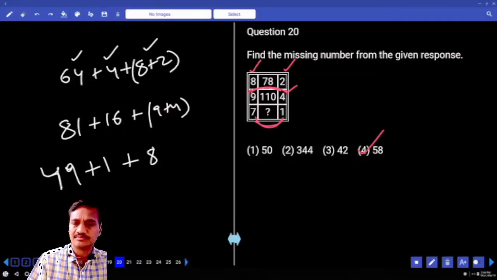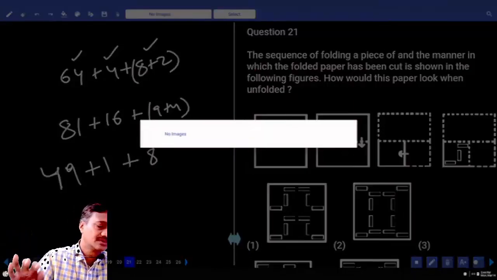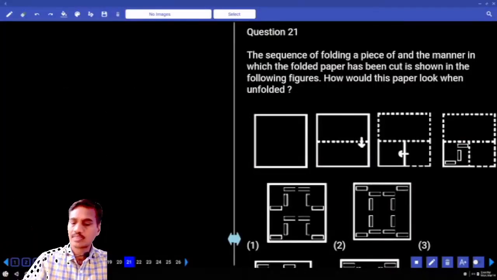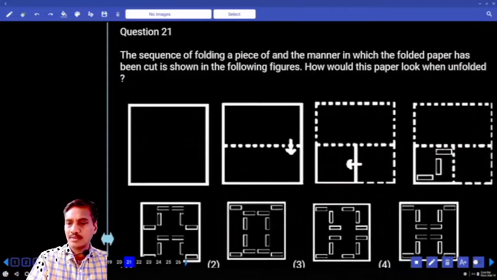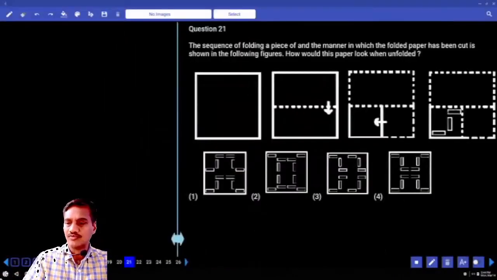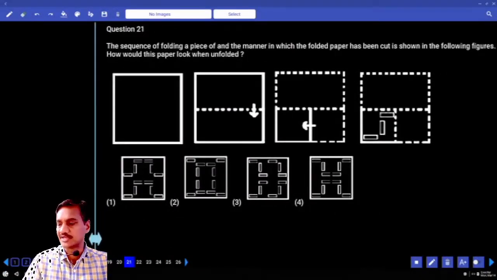The next one, 21st. Now in this question number 21, this figure has been folded. First the paper is folded and then it has been cut here.